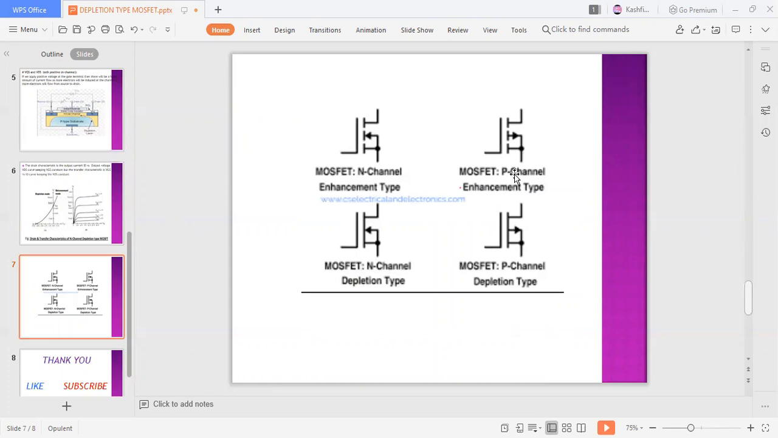Now here are some symbols. For n-channel enhancement type MOSFET, we can see that there are broken lines because the channel is not formed at the beginning. But for depletion type MOSFET, the line will be a straight line because there will be a channel formed from the beginning. This is the only difference between the depletion and enhancement type MOSFET. Now, for n-channel MOSFET, the arrow will be indicated inward, but for p-channel MOSFET, the arrow will be indicated outward.